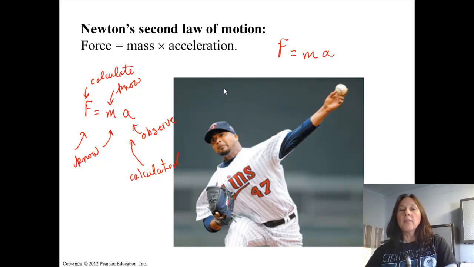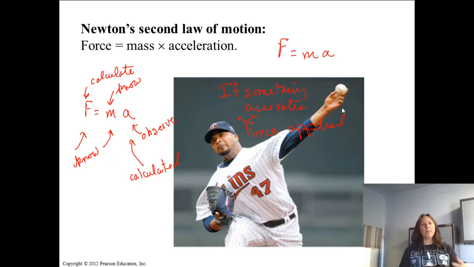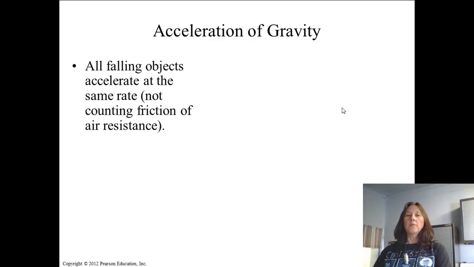If something accelerates, there must be some sort of force behind it. If something accelerates, that force must have been applied. And here's a simple way of getting back and forth between observed acceleration and the force acting in the background, or the force acting in the background and the anticipated acceleration. So with that in mind, let's look at dropping objects.